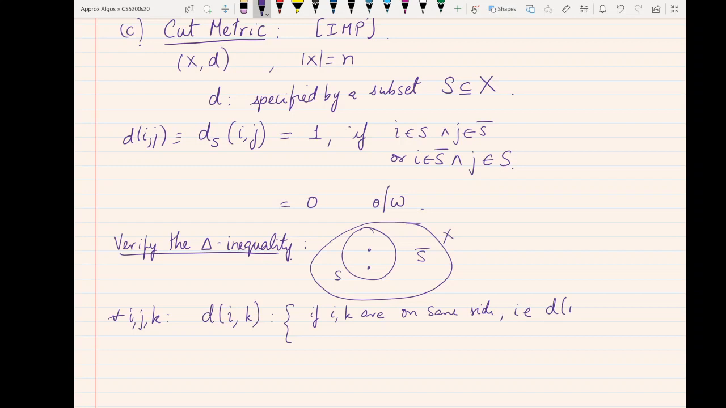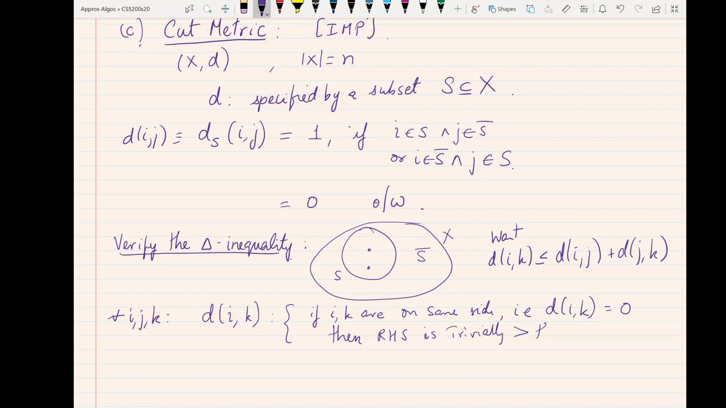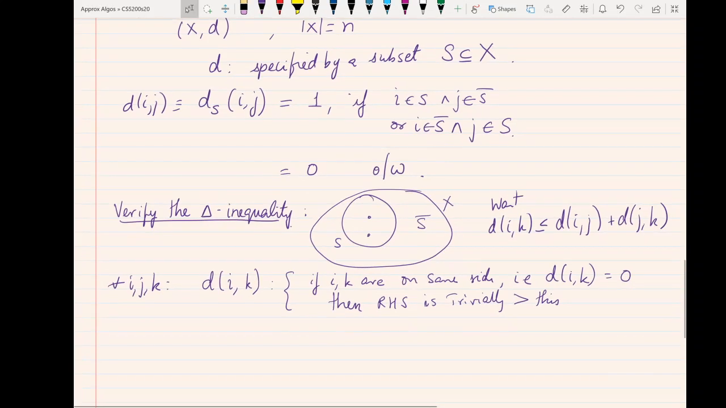that is d of ik is equal to 0, then the triangle inequality is trivial, because the right hand side of the triangle inequality, that is, we want to show d of ik is less than or equal to d of ij plus d of jk for all triples, then the RHS is certainly greater than this, because both terms on the right hand side are non-negative.